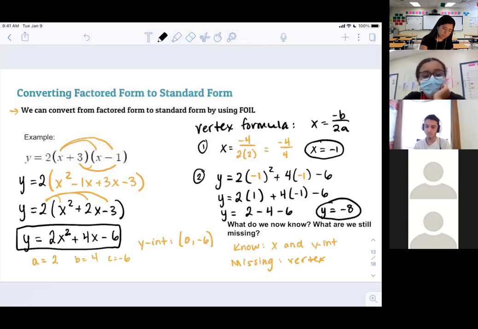Negative one, negative eight. Good job, Perla. Negative one, comma, negative eight. Nice job. So now we have everything we need. Yeah, now let's list everything we know.